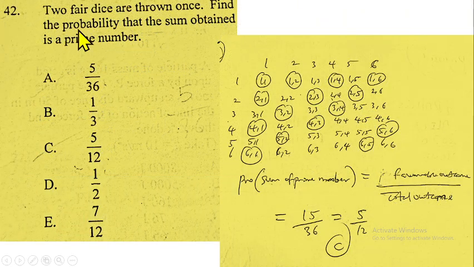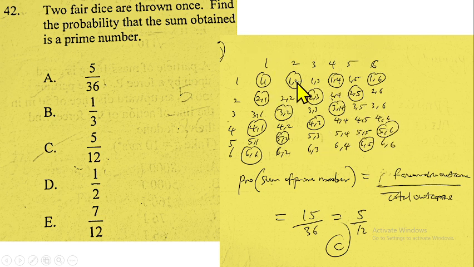Question number 42 is from probability. 2 fair dice are thrown once. Find the probability that the sum obtained is a prime number. So this is the sample space for throwing 2 fair dice. This is the first die, and this is the second die. So if you throw the two dice, these are all the outcomes we could get.